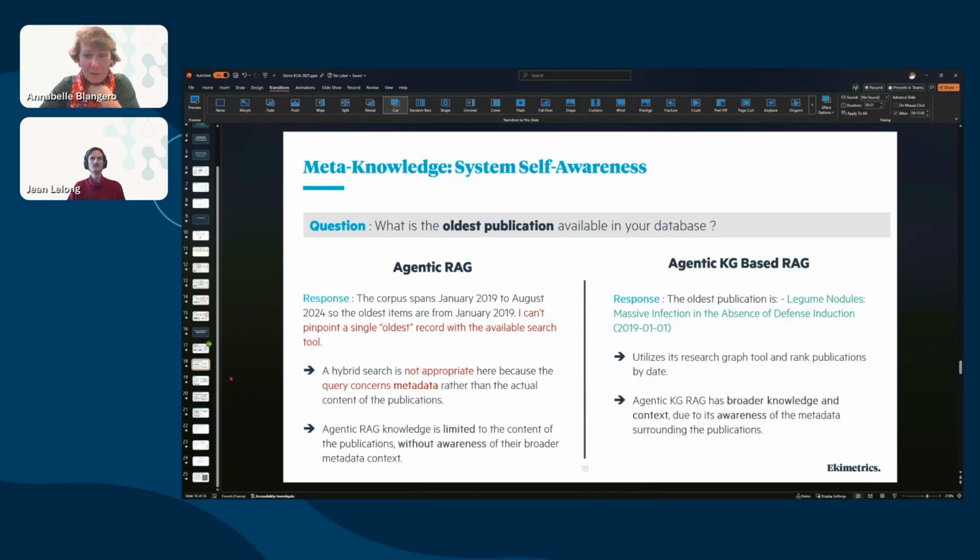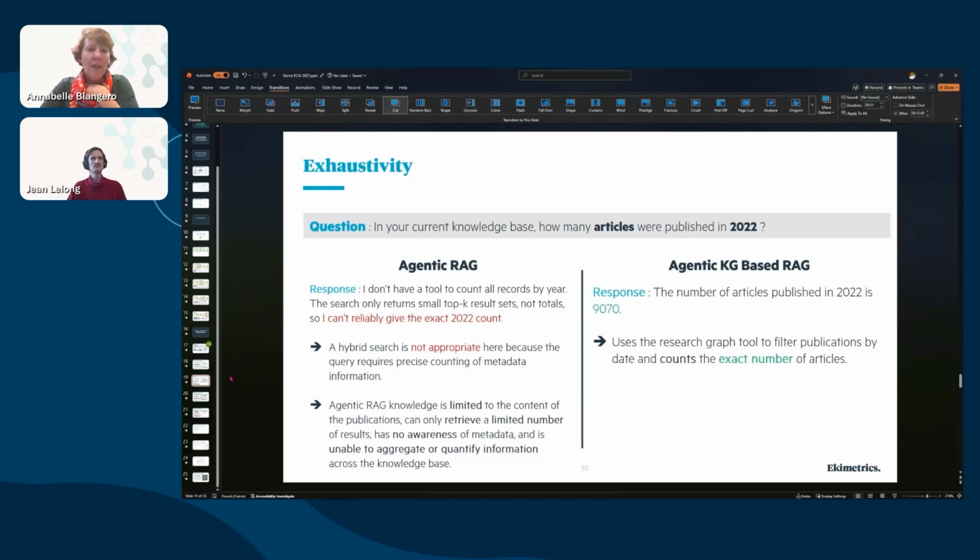We have another example to give you. In your current knowledge base, how many articles were published in 2022? Same idea. I think we can go a bit faster on this one.